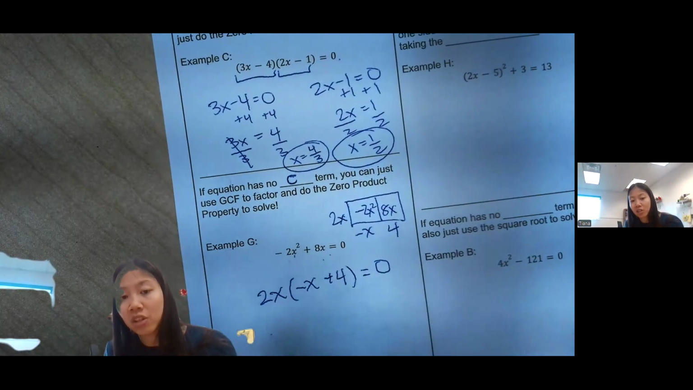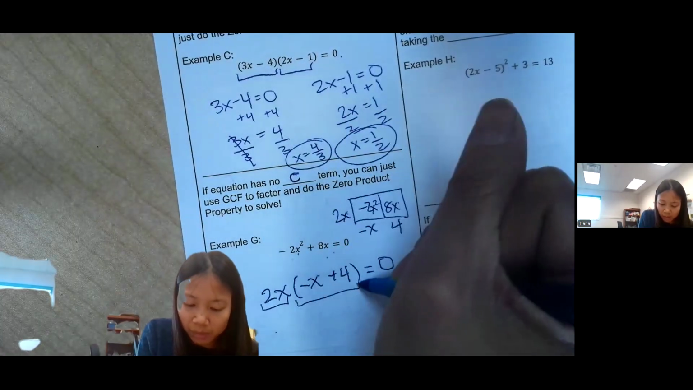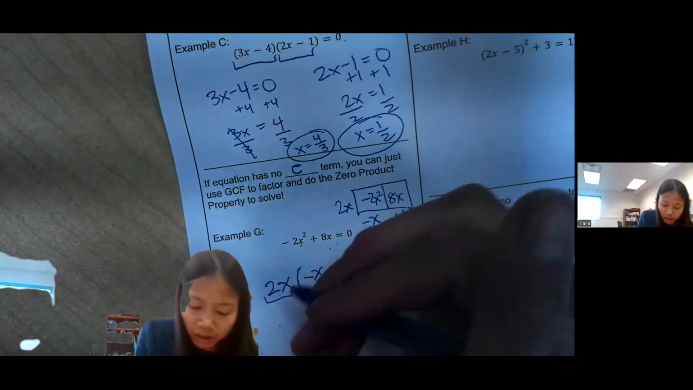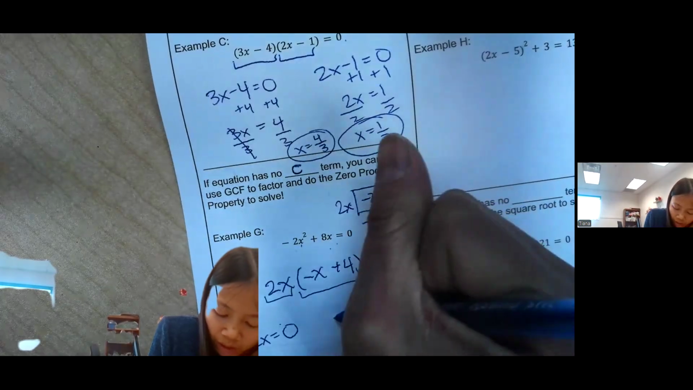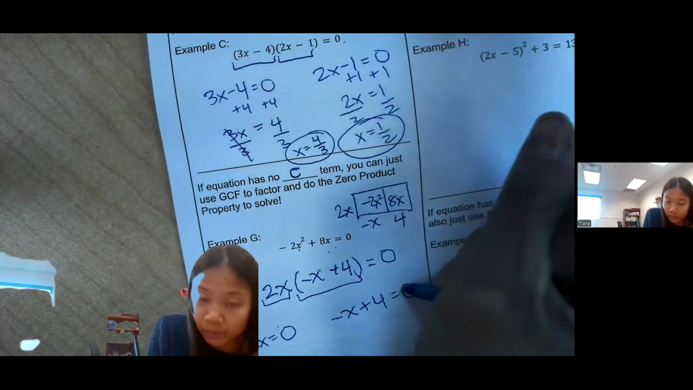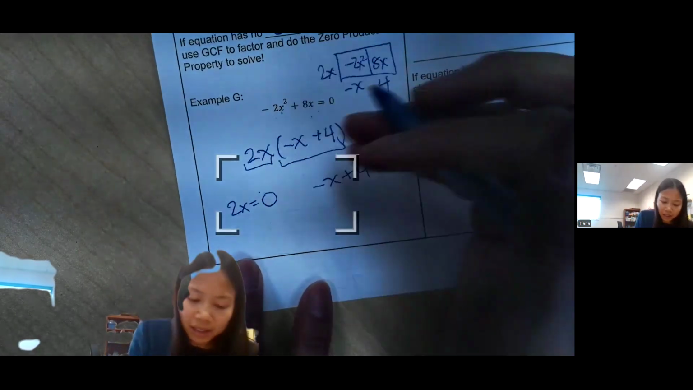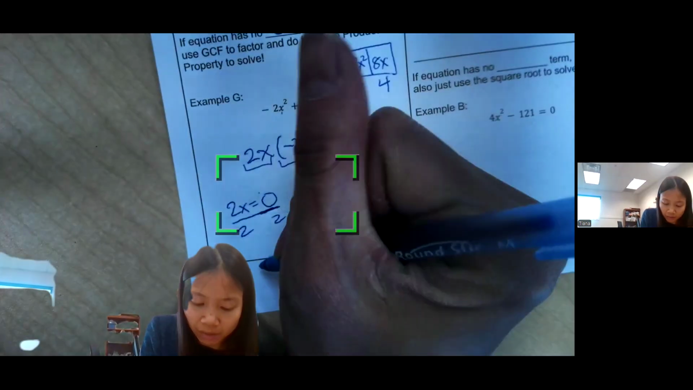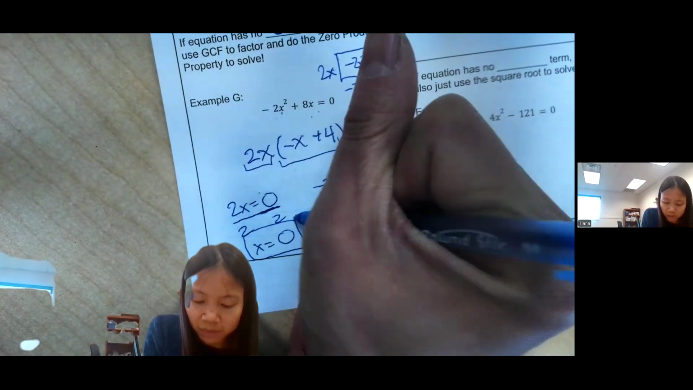And then I can set each factor equal to 0 like before. I got something times something equals 0, so either one could be 0. So now I got 2x equals 0 or -x plus 4 equals 0. And then I can solve for x. So I'm going to divide this side by 2. And whatever I do to one side, I got to do to the other. And now I have x equals 0. That's one of my answers.